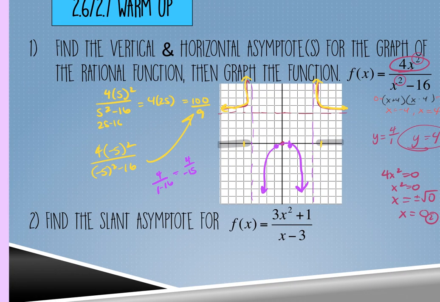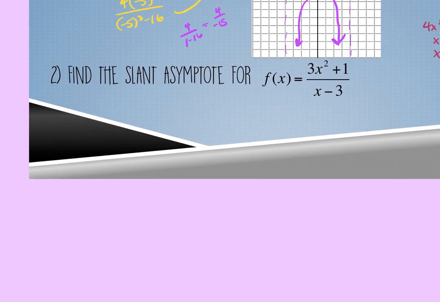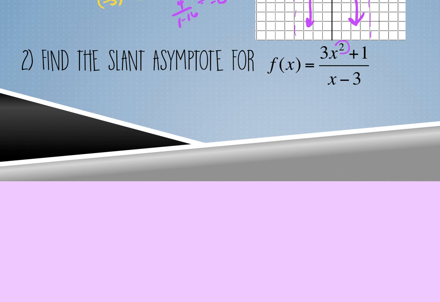So it's straight up telling you it's slant. How do I know it's slant if it doesn't tell you? It has to be one more, right? So the exponent in the top is 2, exponent in the bottom is 1. It has to be one more. That's what tells you it's slant, because it's not going to flat out tell you to find the slant. So I know there's slant because the exponent in the top is one more than the bottom.